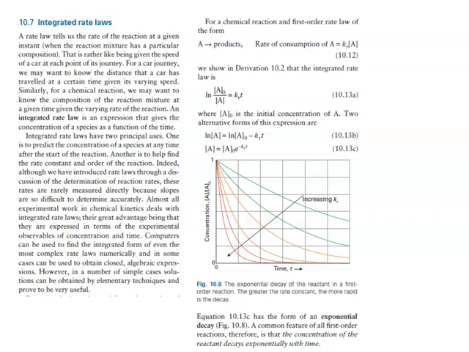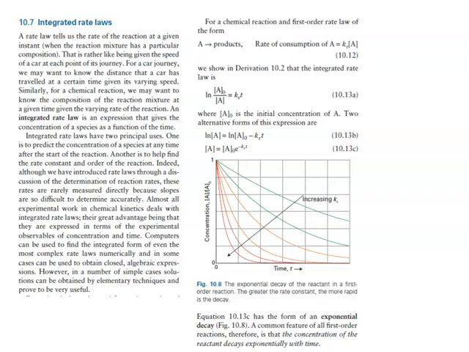An integrated rate law is an expression that gives the concentration of species as a function of time. Integrated rate laws have two principal uses. One is to predict the concentration of species at any time after the start of the reaction. Another is to help find the rate constant and order of the reaction. Indeed, although we have introduced rate laws through a discussion of the determination of reaction rates, these rates are rarely measured directly because the slopes are so difficult to determine accurately.